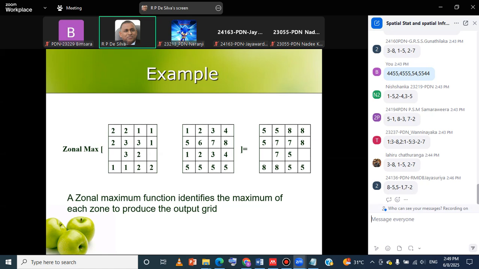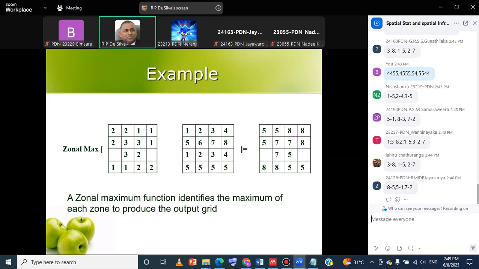Any questions? Any questions from what we discussed so far before we move into the other function? Sir, can you explain again how can we get range?